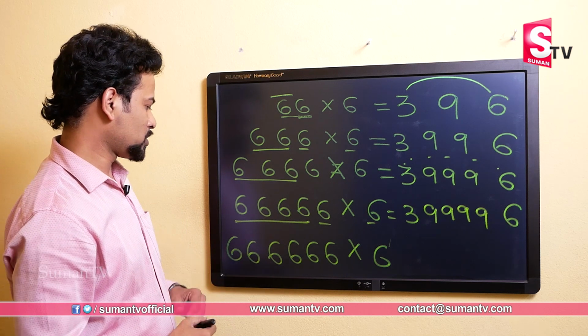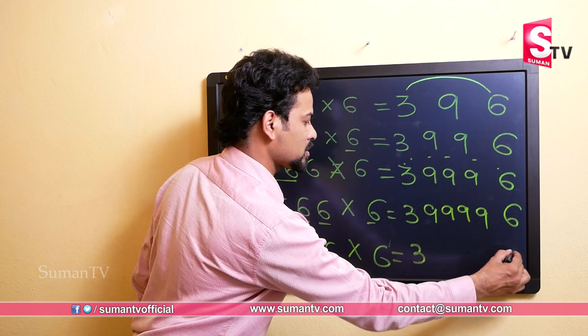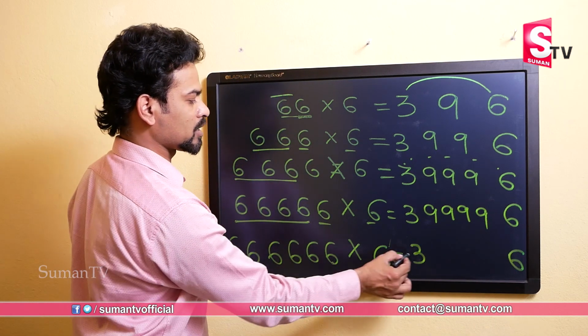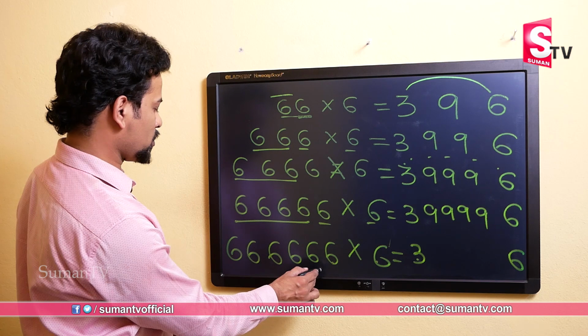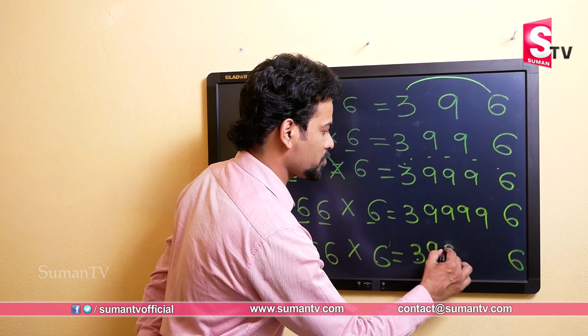And this one is a 6-digit number. So 3 and 6. How did we get 36? 6 sixes are 36. And here we have 5 6's left, so we will place 5 9's here.